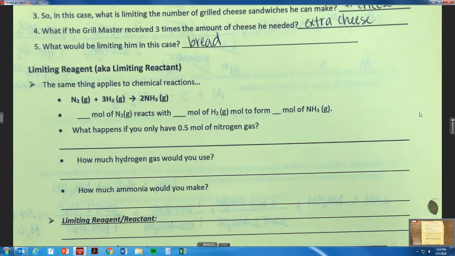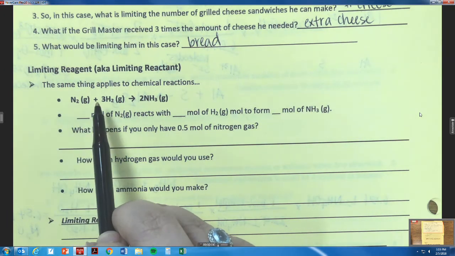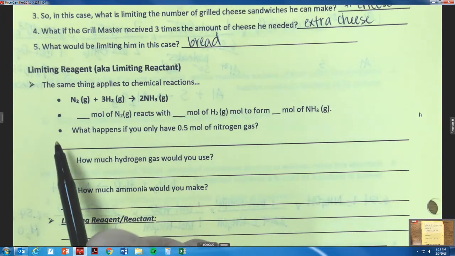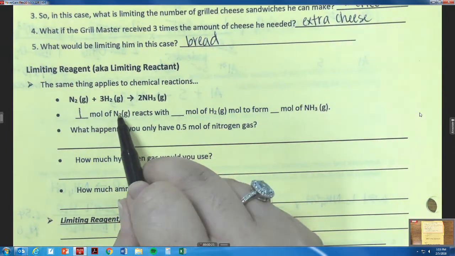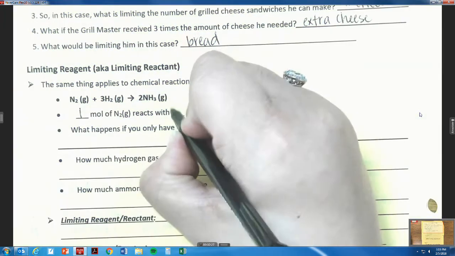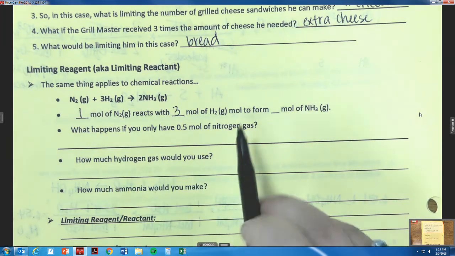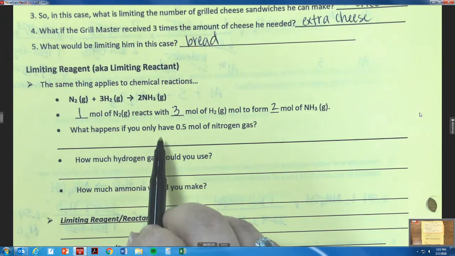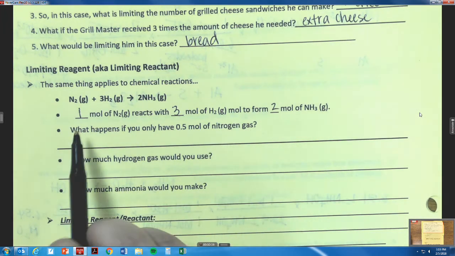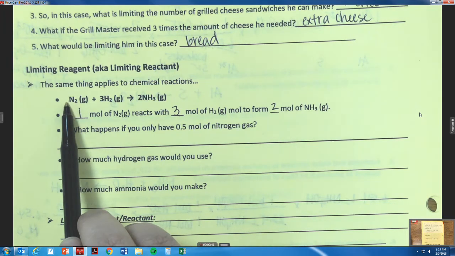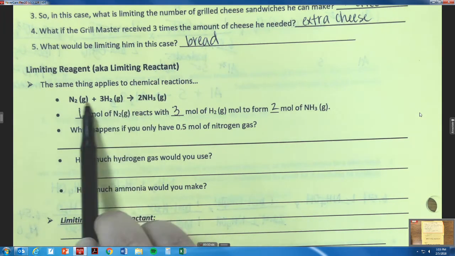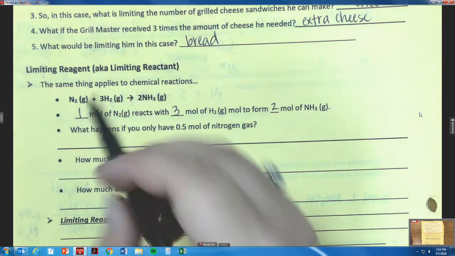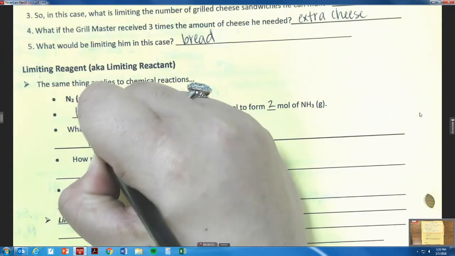If we have nitrogen plus hydrogen yields ammonia, we can tell from our balanced equation that 1 mole of nitrogen reacts with 3 moles of hydrogen to form 2 moles of ammonia. So what happens if you only have half of your moles of nitrogen gas? Remember, it takes 1 mole for this reaction to occur, but since we only have half, we're only going to see half of our reaction.